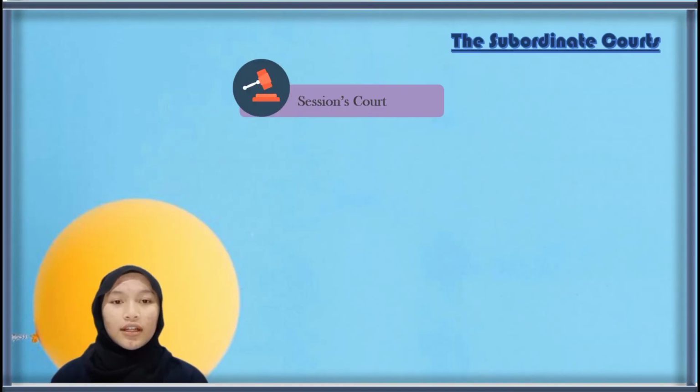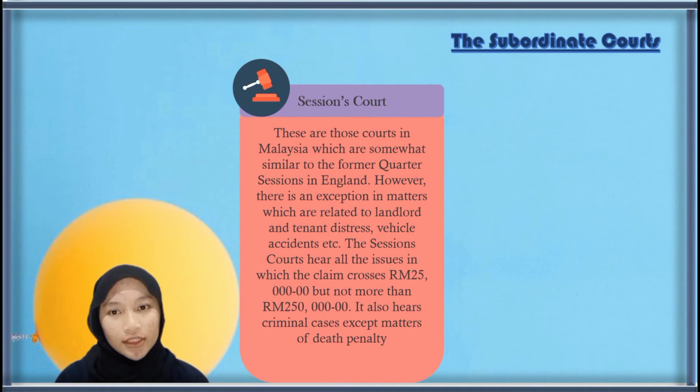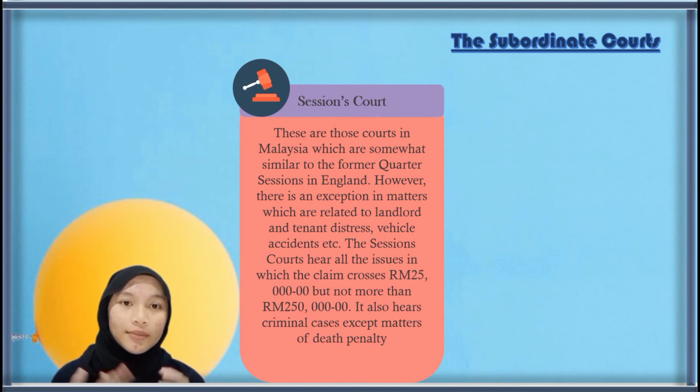The sessions court. These are those courts in Malaysia which are somewhat similar to the former quarter sessions in England. The session court is divided into civil and criminal jurisdiction matters. First is civil jurisdiction. A session court may hear any civil matter involving motor vehicle accidents, disputes between landlord and tenant, and distress actions. The sessions court may also hear other matters where the amount in dispute does not exceed 1 million. The second one is the criminal jurisdiction. A session court has jurisdiction to try all criminal offences except those punishable by death.